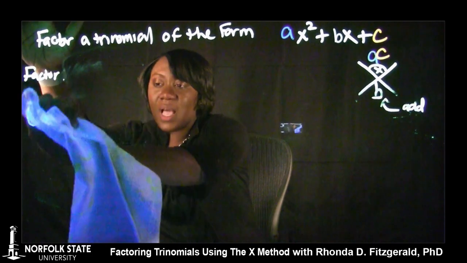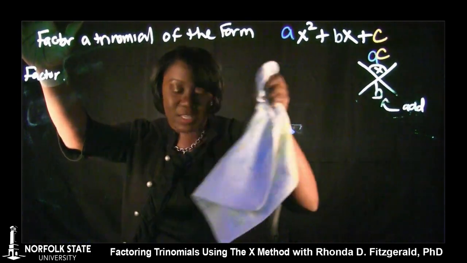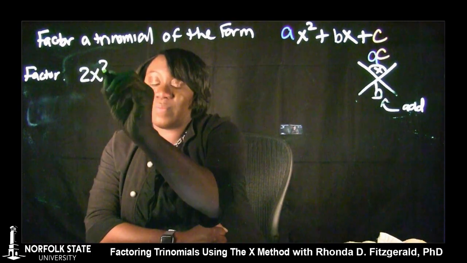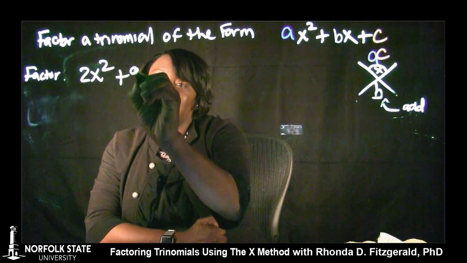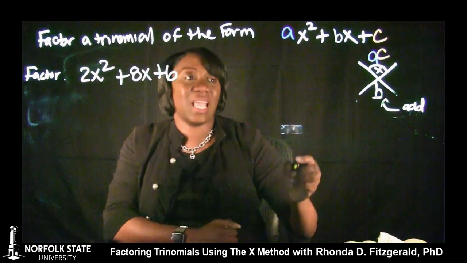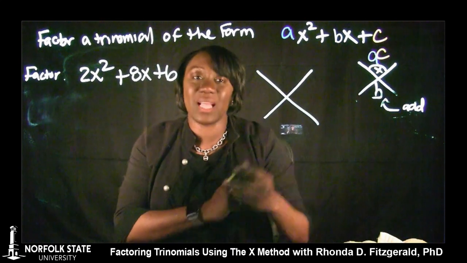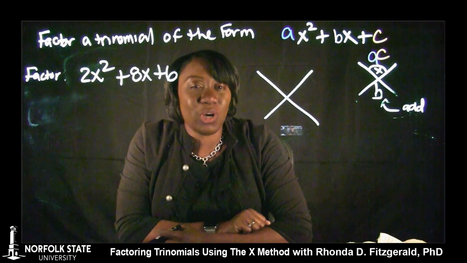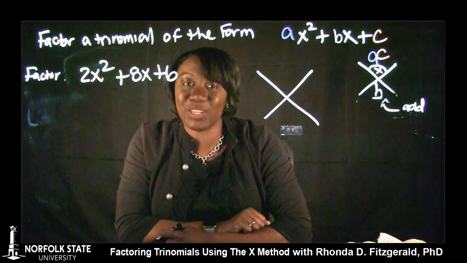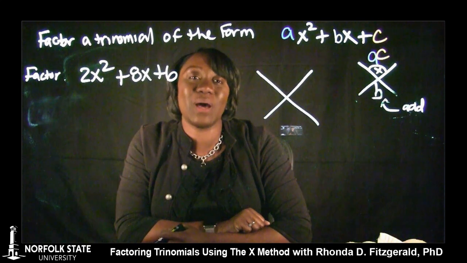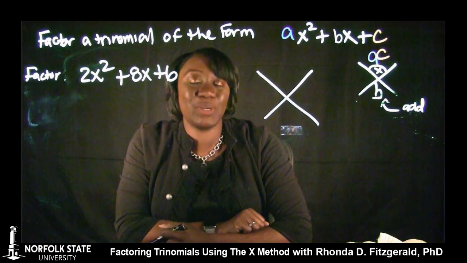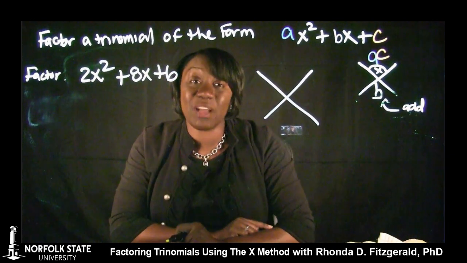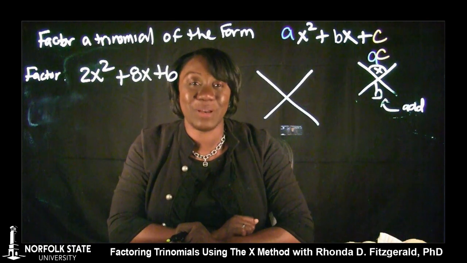In this case, our example that we want to factor is simply 2x squared plus 8x plus 6. And yes, I do want to fill out my x because we're using the x method. However, recall, we should always check for the greatest common factor first. And if there is a greatest common factor, we want to remove it. If we do not remove our greatest common factor, this method will fail. So we must always check for our GCF first. That's always rule number 1 when factoring.